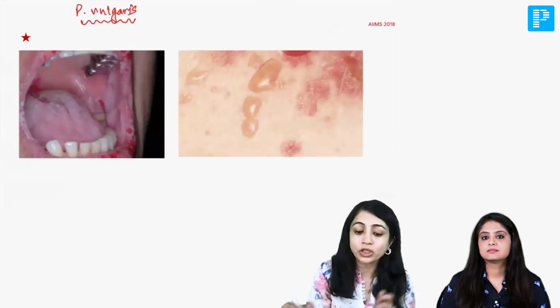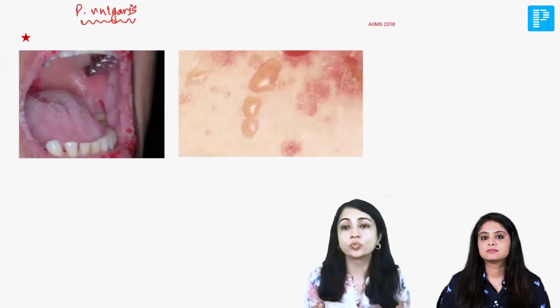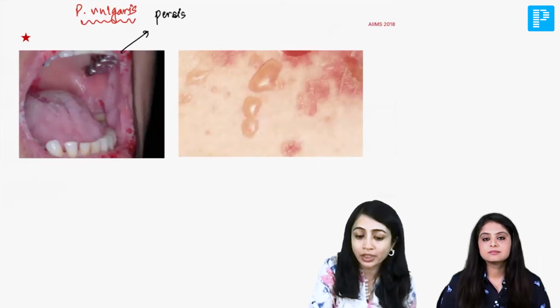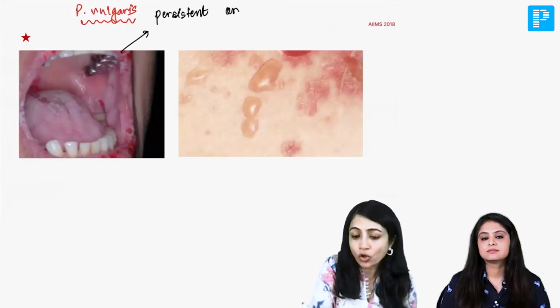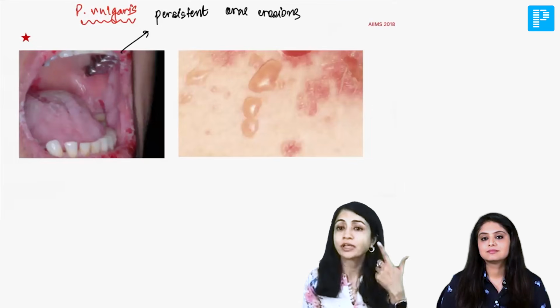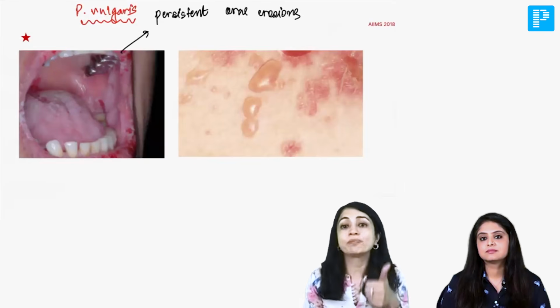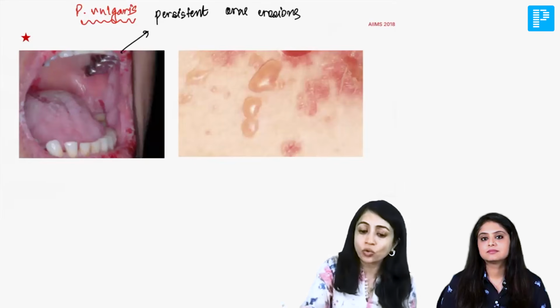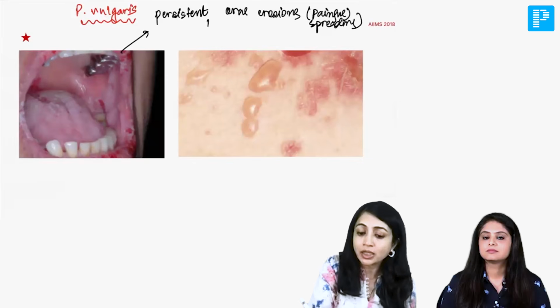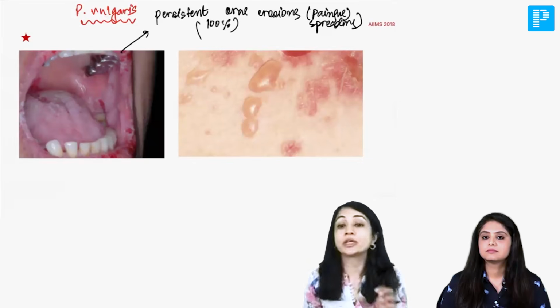Here, the important clues again. Look at these two pictures. These are the two most important clues. If you have a patient with persistent oral erosions, think of pemphigus vulgaris. This is a great cue, because the major immunobullous disorders asked in the exam are pemphigus vulgaris, foliaceus, and bullous pemphigoid, and out of these, it is vulgaris which will present with oral erosions. These oral erosions are painful, persistent, and spreading in nature. They will keep spreading, and they are seen in 100% of cases of pemphigus vulgaris.